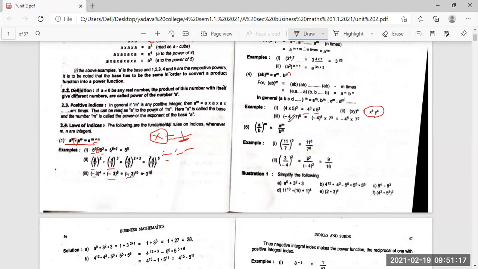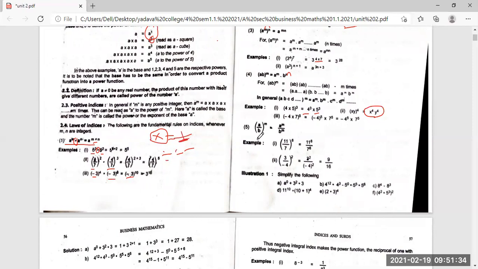Likewise, whatever may be the sign, positive or negative, we have to follow the same thing. Minus 4 into 7, the whole power of 5 is equal to minus 4 the whole power of 5 into 7 to the power of 5. So likewise, this goes on.